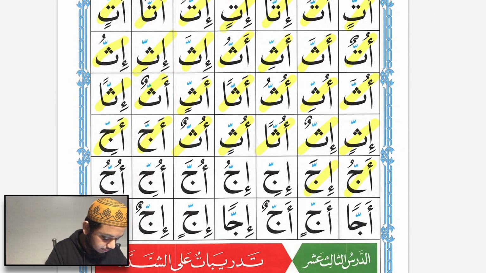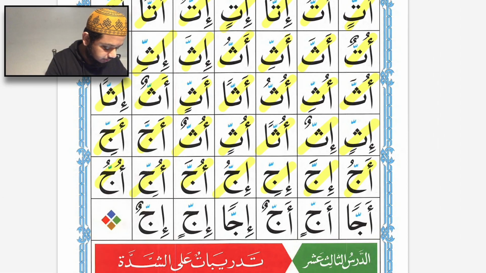Ijja, ijji, ijju, ujja, ujji, ujju, ajjan, ajjin, ajjun, ijjan, ijjin, ijjun.